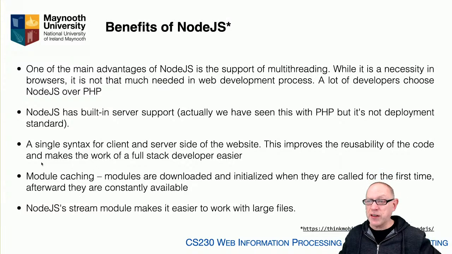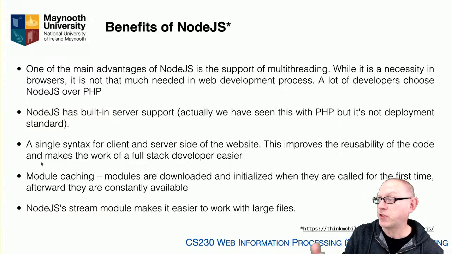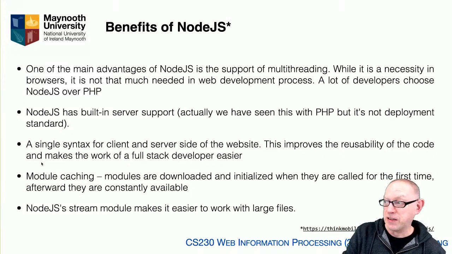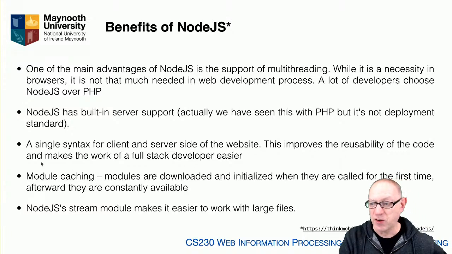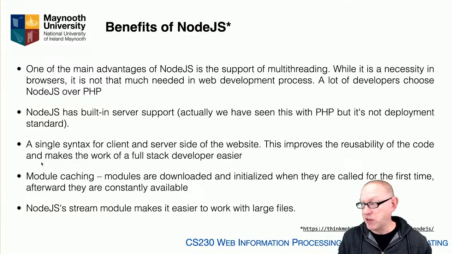So some benefits of Node.js then. One of the main advantages is the support for multi-threading, and that's really nice. It is a necessity in browsers. It's not that much needed in the web development process, but a lot of developers choose Node.js over PHP because of this. It has built-in server support, and we've seen this with PHP, even though it's not a deployment standard.